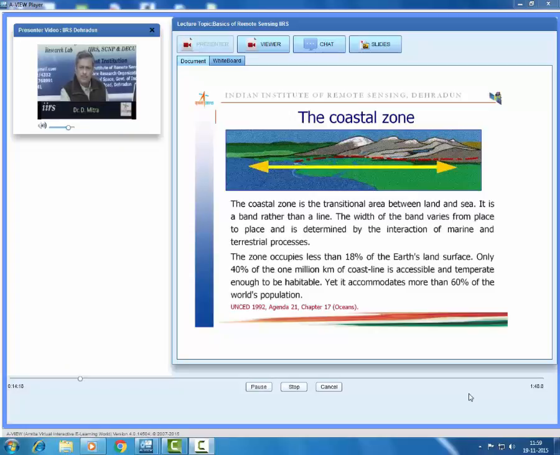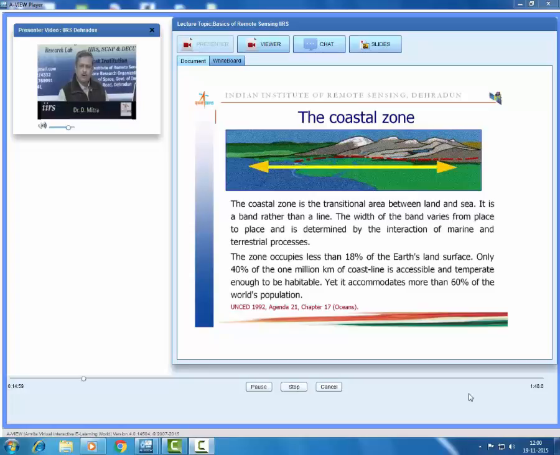And the width of this band varies from place to place and is determined by the interaction of the marine and the terrestrial process. That means that the total area of coastal zone in different places of Indian coast or the other parts of the world coast are not the same. There is no thumb rule that coastal zone will be this much in all the places, because it is determined by the interaction of the marine and the terrestrial process. Like if the terrestrial process is very strong, the coastal zone will be very narrow. But if marine process is very strong, it will push back the terrestrial process, and the effect of the marine system you can see far inside the land. In that case, the coastal area will be quite big.